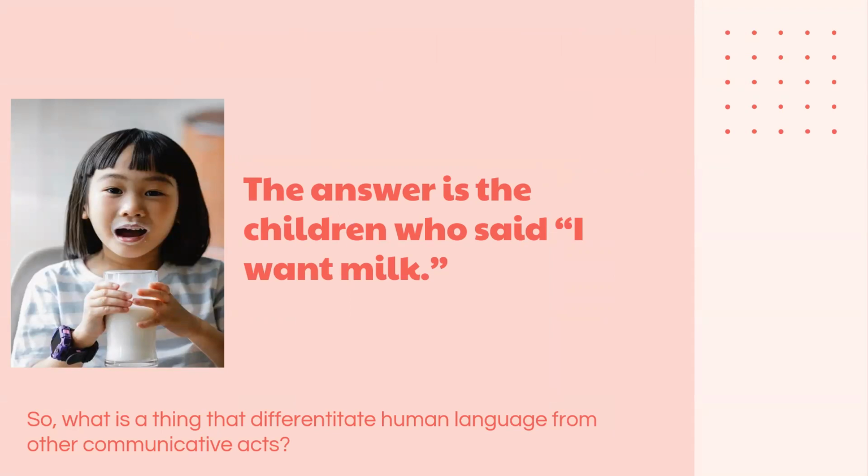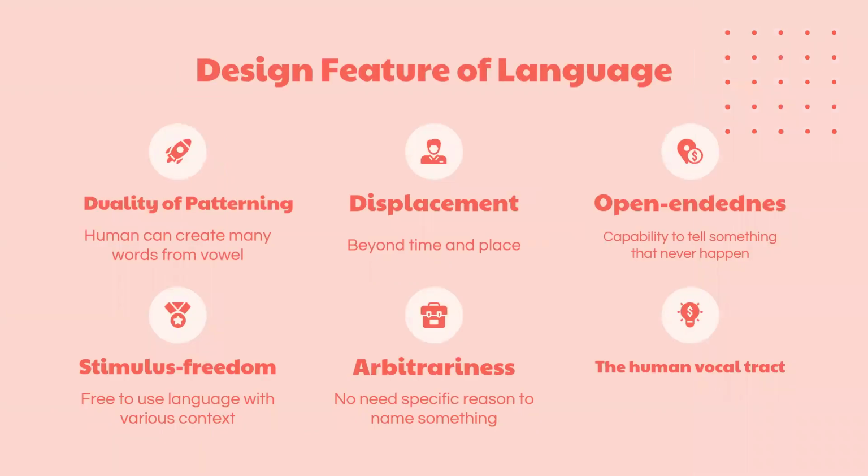So we are asking, what differentiates human language from other communicative acts? The answer is the design features of language, and there are six of them. The first one is duality of patterning, where humans can create many words from vowels. We as humans can combine vowels and consonants, and we can make many words from that, right? And animals cannot do that. And then displacement, it is beyond time and place. We can talk about past experience. We can talk about our future plans as humans, but animals cannot do that. They only communicate what is happening at the moment.